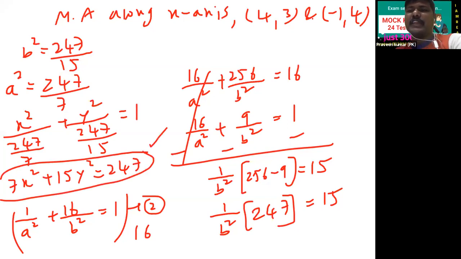Don't ask how you got a square equal to 247 by 7. I substituted in the equation. You all substitute and check it. I checked it. Do it fast.